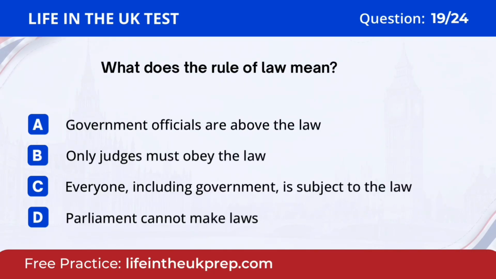Question 19. What does the rule of law mean? A. Government officials are above the law. B. Only judges must obey the law. C. Everyone, including government, is subject to the law. D. Parliament cannot make laws. The answer is C. Everyone, including government, is subject to the law.